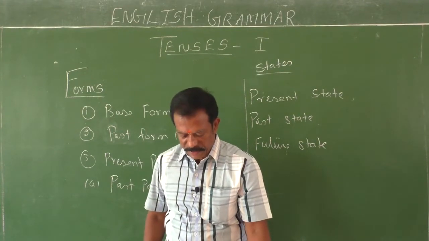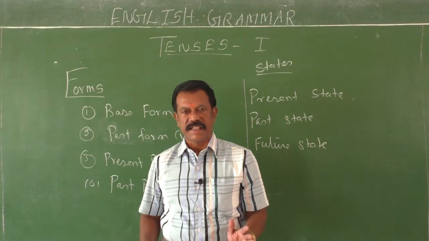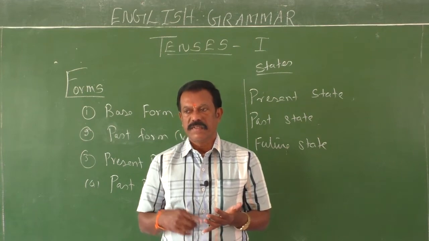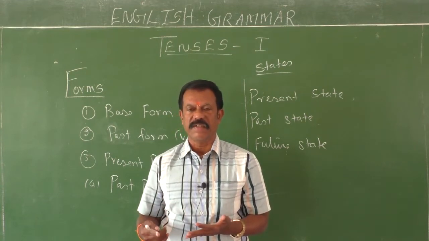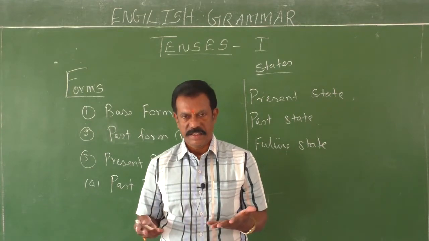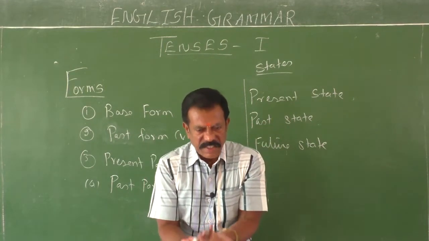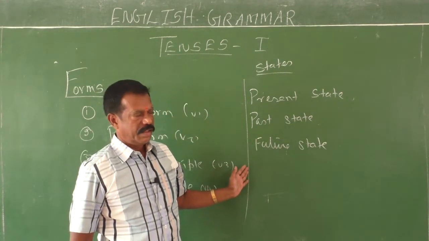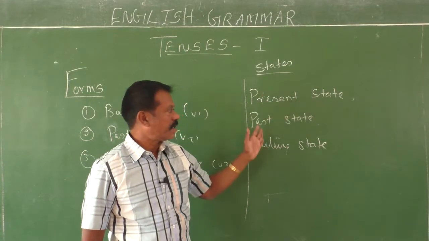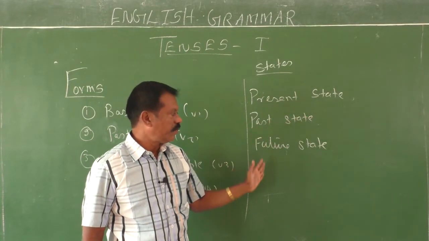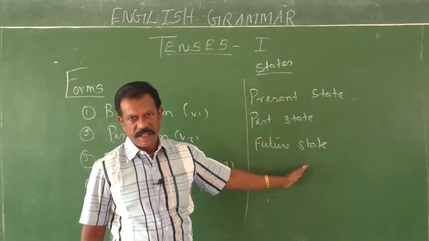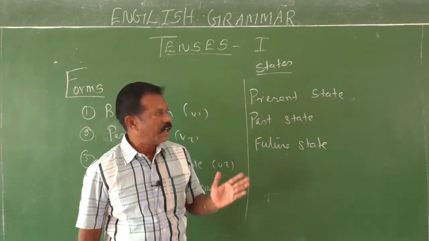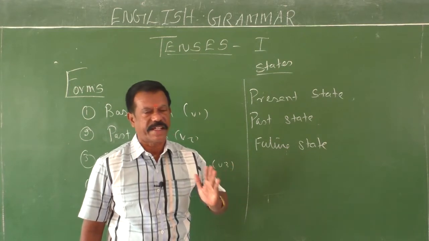So from the definition given by the great grammarians, tense is nothing but the time of action. When the action was performed, when the action is performed, when the action will be performed. So the tenses are generally classified into three types. Present tense refers to present state, past tense refers to past state, future tense refers to future state. Okay. And then each state is further classified into four types. They are called subdivisions or sub-classification of tenses.